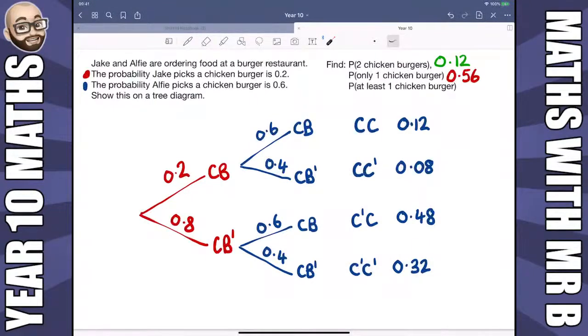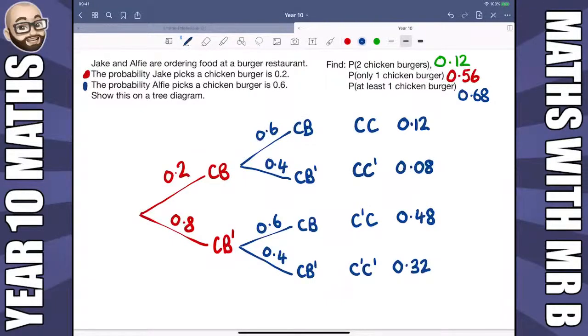So I could answer this question in one of 2 different ways. I could either add these 3 probabilities together, as they all get me at least 1 chicken burger. Or if I know they all add up to 1, and this is the only one I don't want, I could do 1 minus 0.32. Whichever way I decide I'm going to do it, I will get an answer of 0.68.